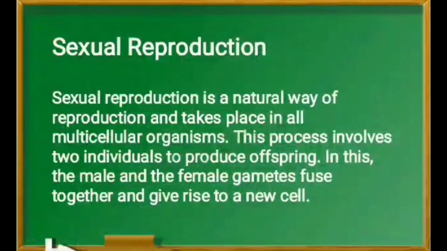Sexual reproduction is a natural way of reproduction and it takes place in all multicellular organisms. This process involves two individuals to produce offspring. In this, the male and female gametes fuse together and give rise to a new cell.